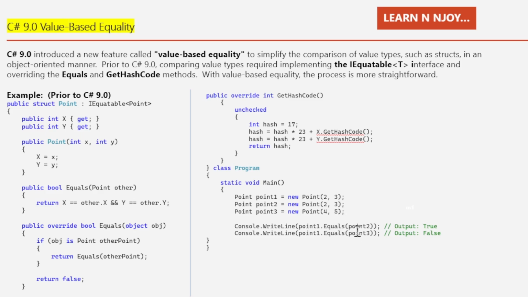So this is the way, prior to C# 9.0, we compare value types: by implementing the IEquatable interface and overriding the Equals and GetHashCode methods. That is what we have seen in this example, right?